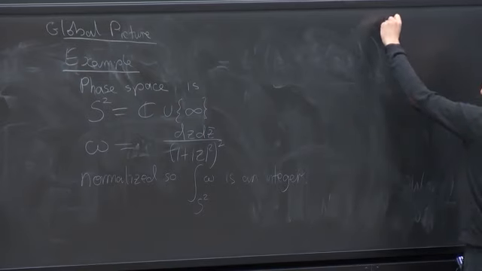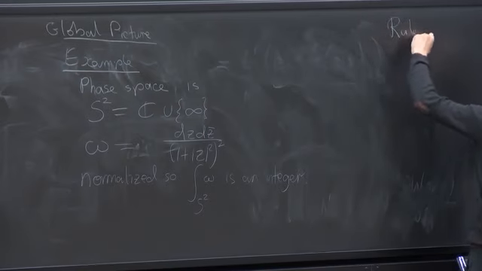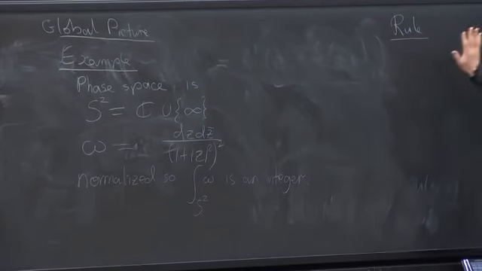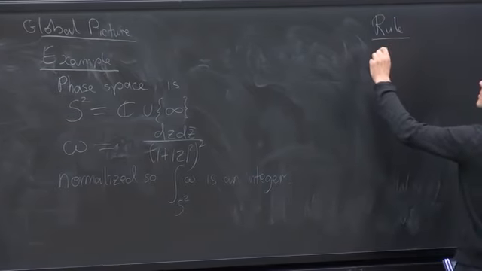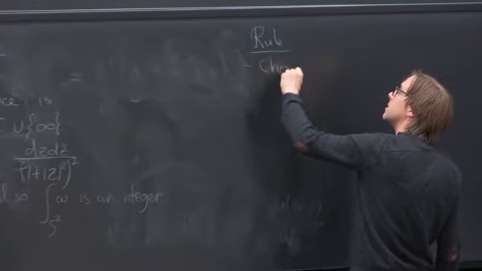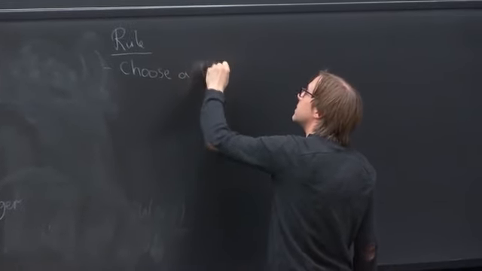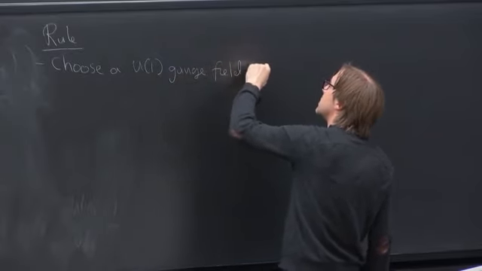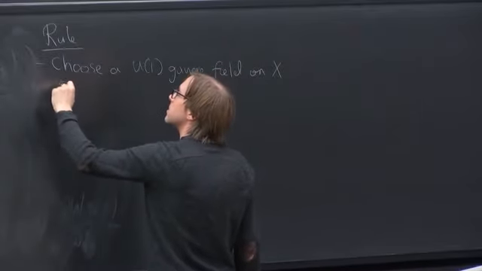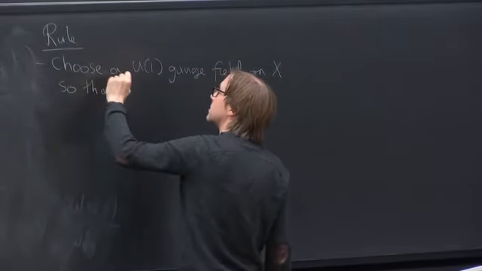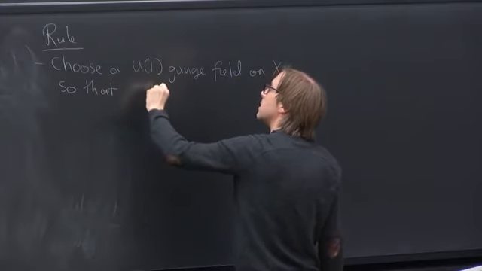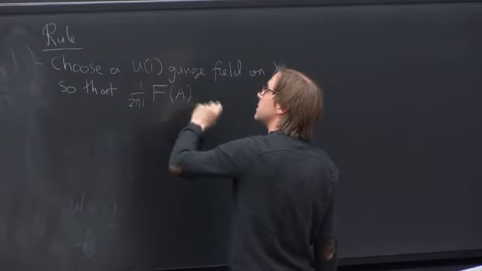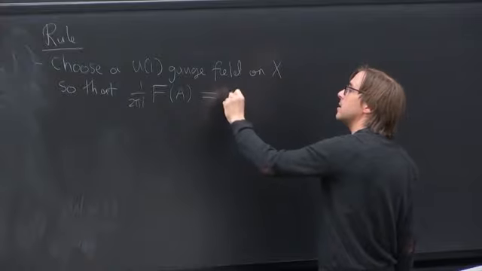So the rule is the following. I'm not sure I'm going to be very good at justifying this rule, but this is how it works. We choose a U(1) gauge field on X, which is our phase space, so that the curvature divided by 2πi is equal to the symplectic form.